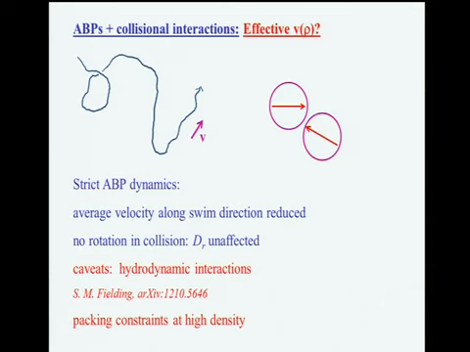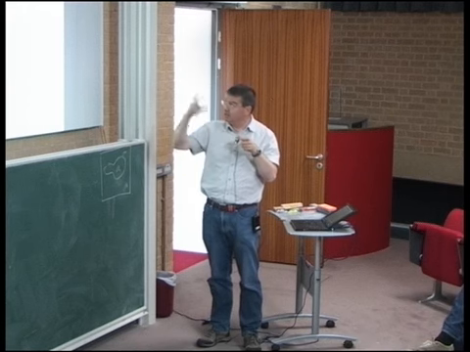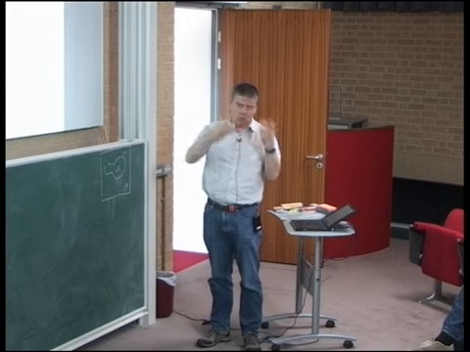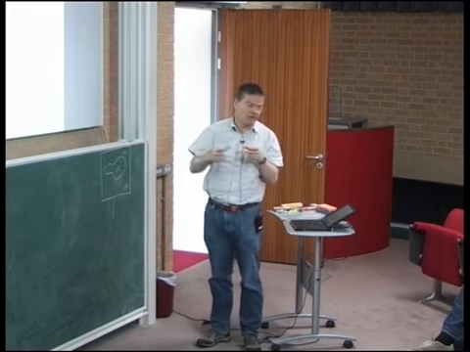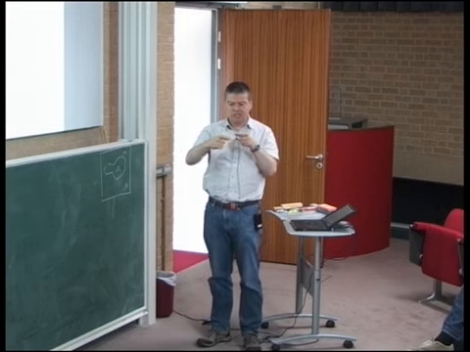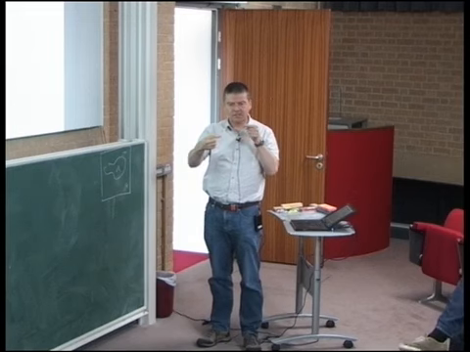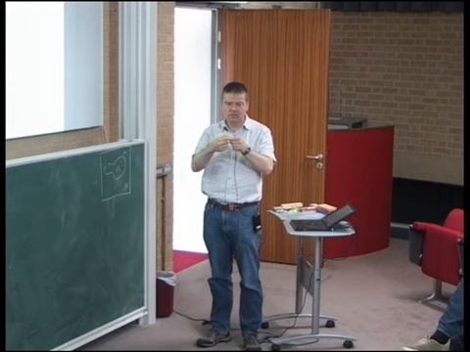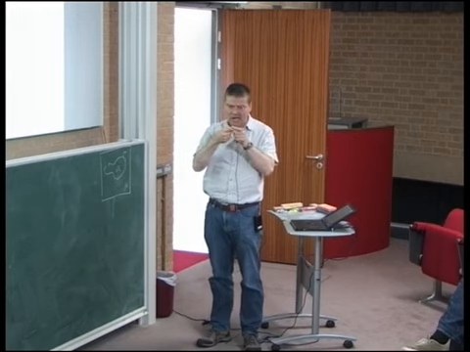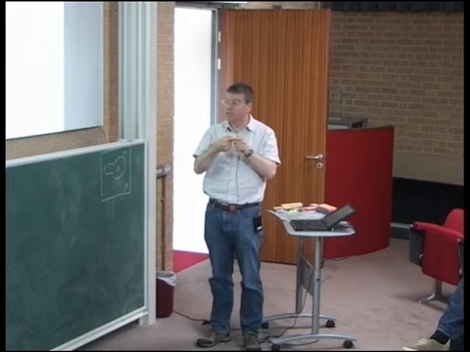In a Brownian dynamic simulation, you have the intrinsic self-propulsion and you have a pair interaction. The pair interaction is central forces, and what that means is that in a collision, your swimming direction does not rotate. So that's a defining feature of active Brownian particles with collisions.